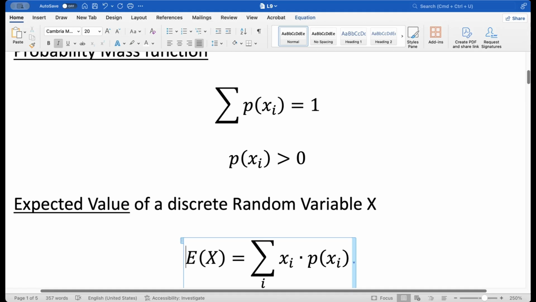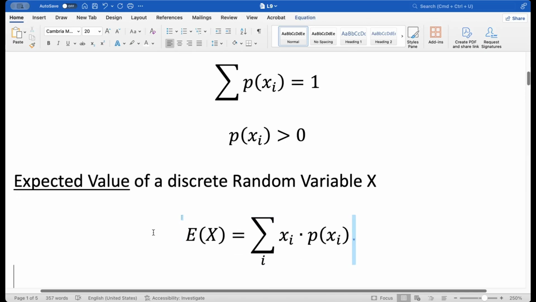The expected value of a discrete random variable x is the summation of each x value times its corresponding probability. So the expected value of x is the summation of x times p of x. It's also the mean of the random variable x.